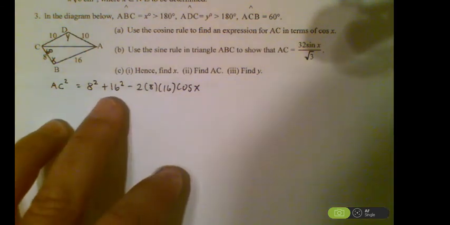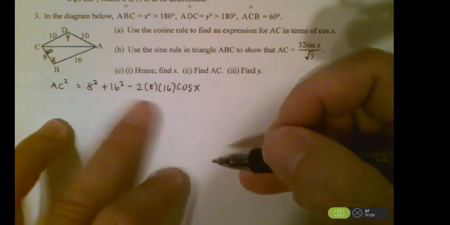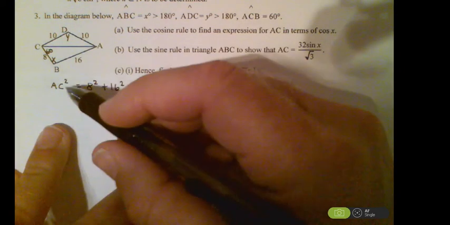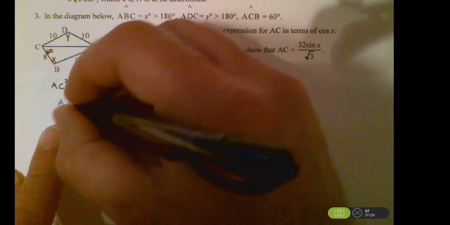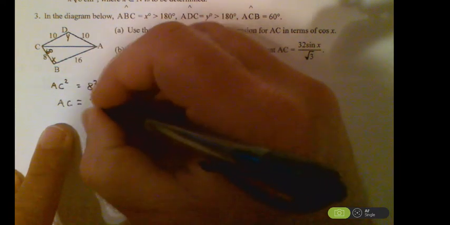We can, of course, do some cleanup on that. So if we added those together, you got 320 minus 256 cosine x. And then to get AC by itself, you would square root that. So we're getting an expression for AC in simplest form here. So you got the 320 minus 256 cosine x. And then we square rooted that to get AC by itself. So there's our expression for part A.